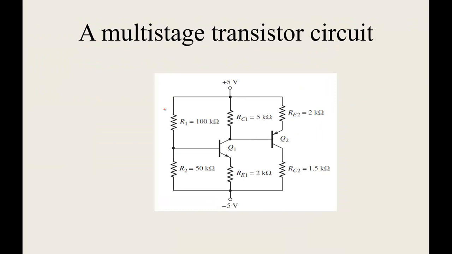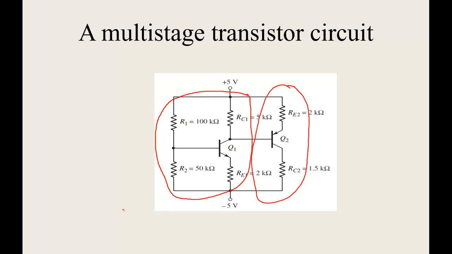Okay. Now the next one is your multi-stage transistor circuit. Multi-stage transistor circuit means basically we will have two stages instead of one single stage. Single stages we have seen everywhere. All these examples you have seen are only single stage. Now in multi-stage, this is your first stage, you can see here, and that's your second stage. So it's stage 1, and this is stage 2.